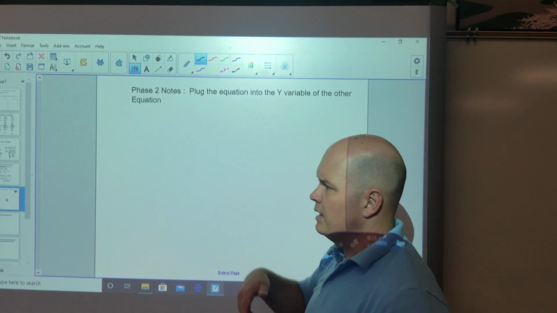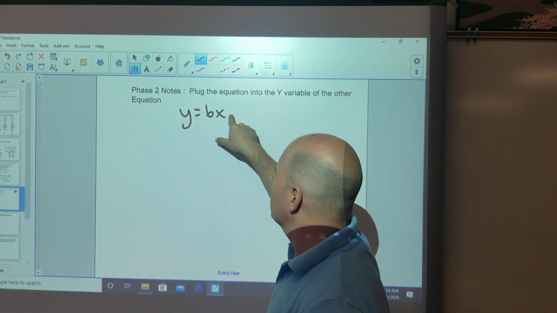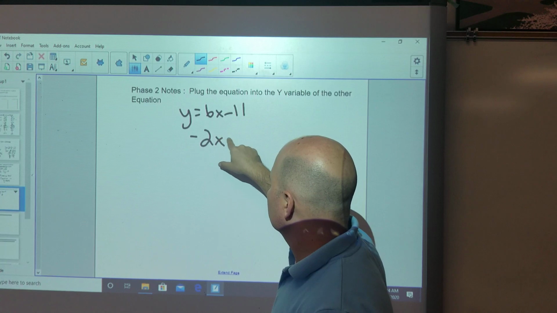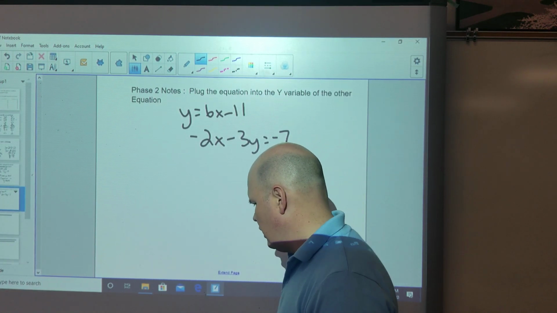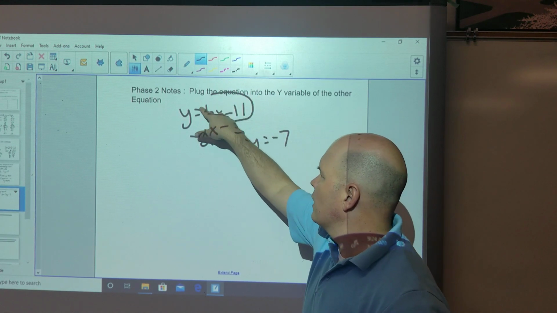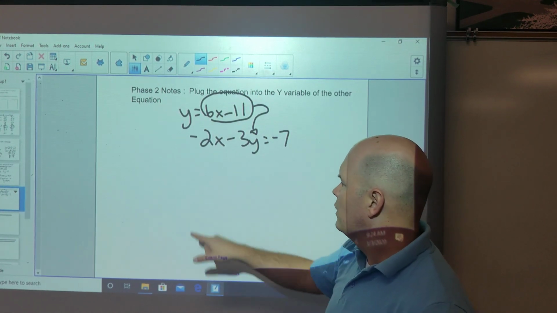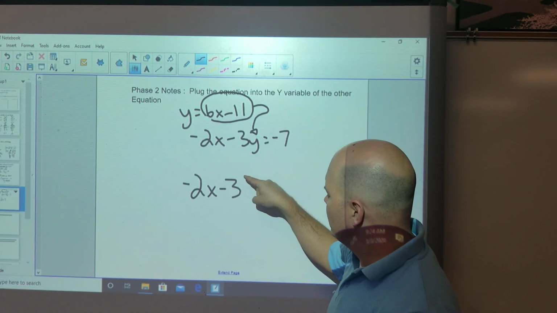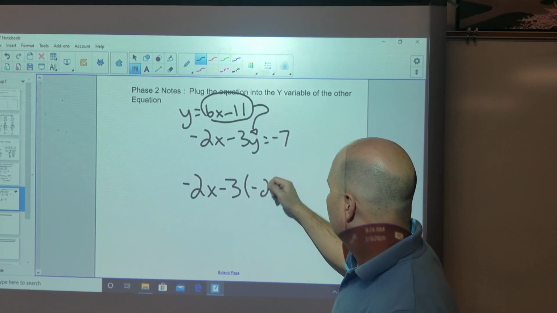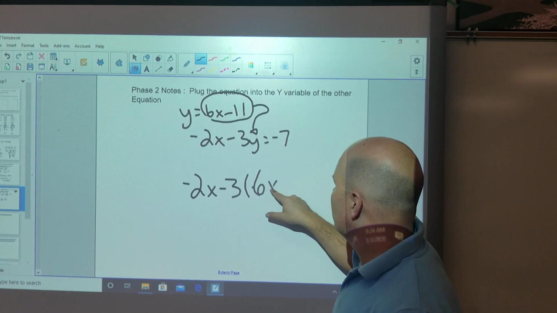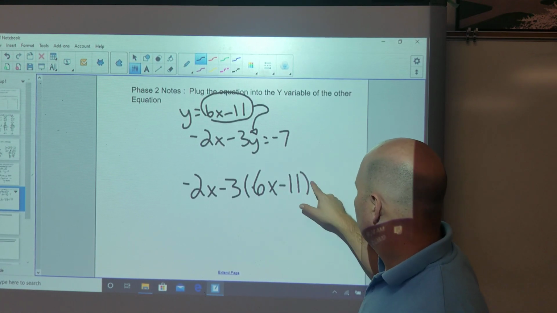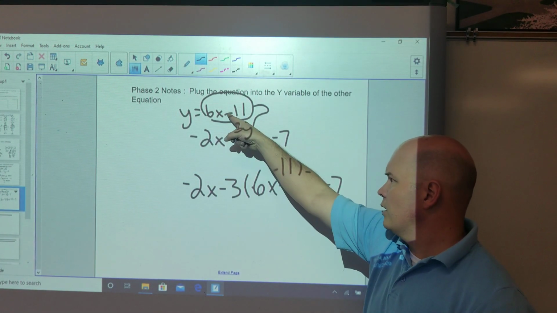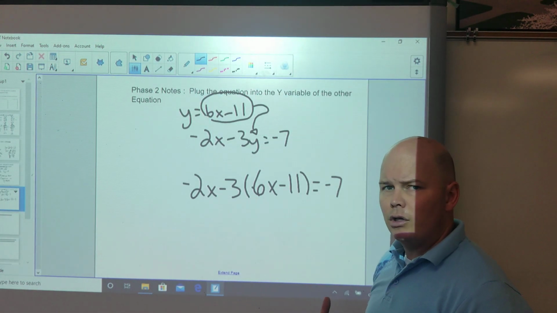In phase 2, we just said take that y equals 6x minus 11 and my negative 2x minus 3y equals negative 7. So take that, and we're going to take this guy and plug him into that y. So it would look like this, negative 2x minus 3. Now to plug it in, I'm replacing my y, so I'm going to use parentheses. Negative (6x minus 11) equals negative 7. So all I did was get rid of my y value, use parentheses, and took that equation and plugged it in there. That's how you substitute that.